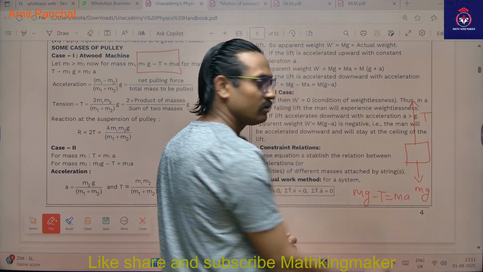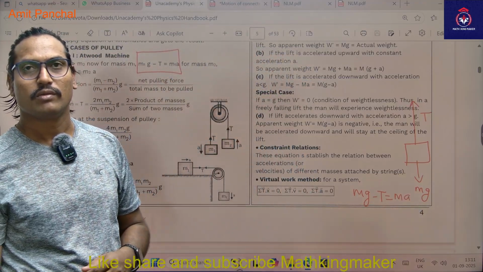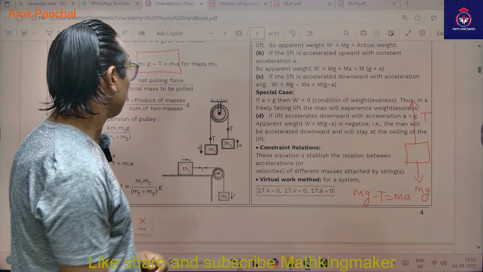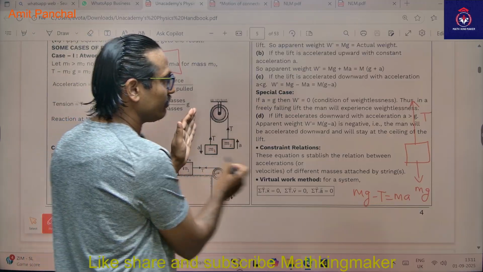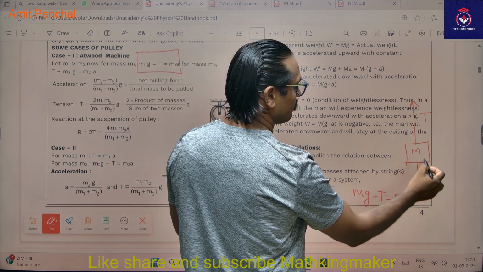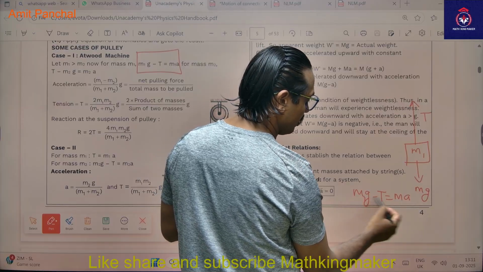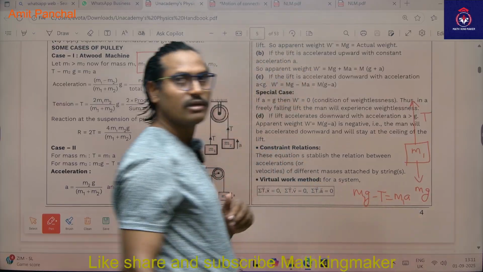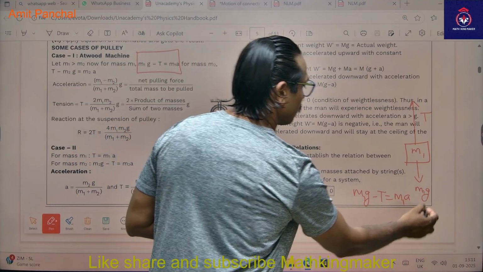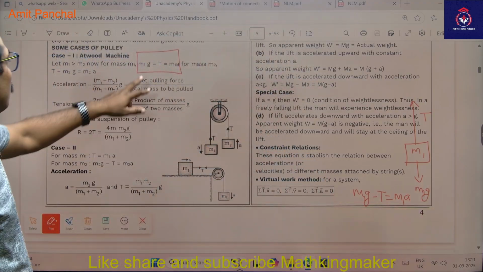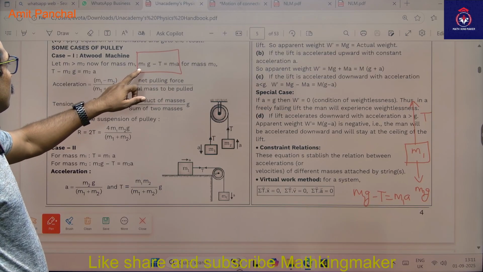Got it? But why is it always written M1G? Look over there. Because this is the M1 mass. So we are just writing M1G minus T equal to M1A. No, not over there. In the box which I've circled, look on the side of it. There's another M1.